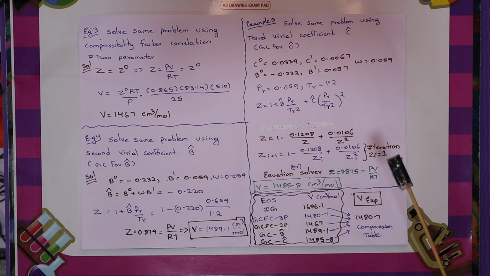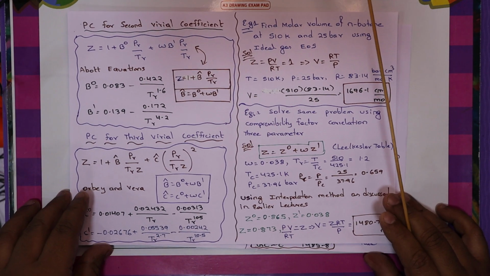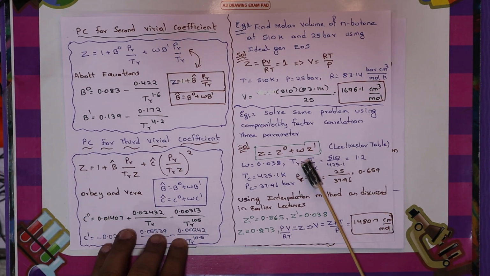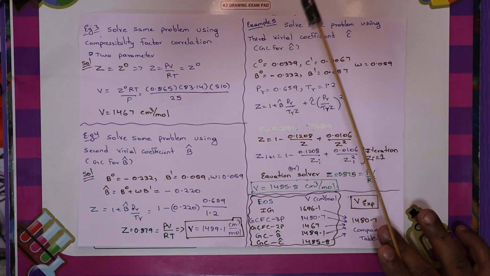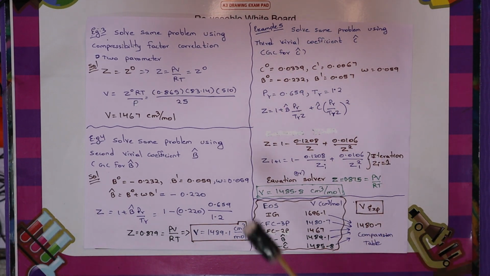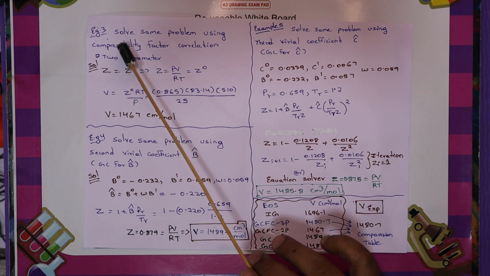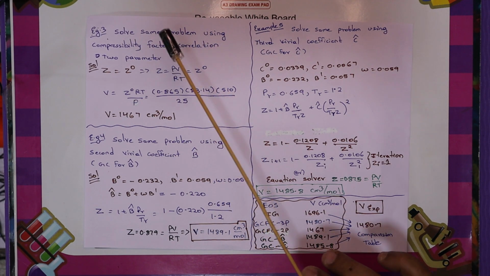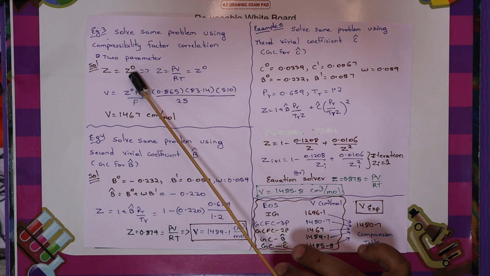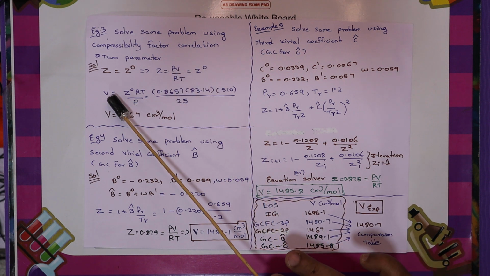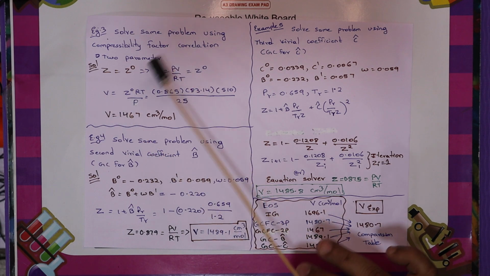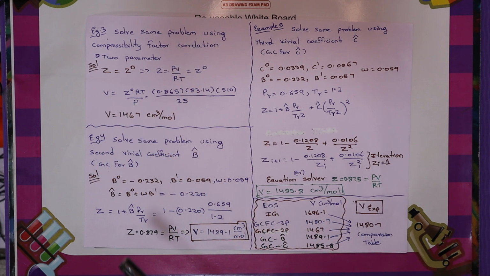Now, earlier this is the 3 parameter theorem method, because we are using TR and PR and omega. So this method is a 3 parameter theorem method for the generalized correlation. Let us use only the 2 parameter theorem method. Using the 2 parameter theorem method, let us solve the same problem of N-butane, where Z is nothing but Z0 only. So Z equal to PV by RT, which is Z0. Therefore, the volume of N-butane at the given temperature and pressure condition is 1467.